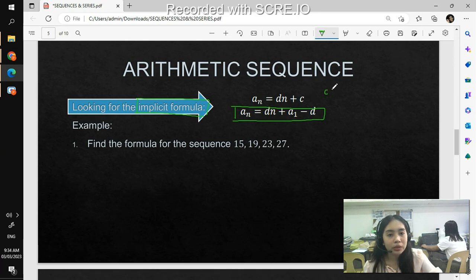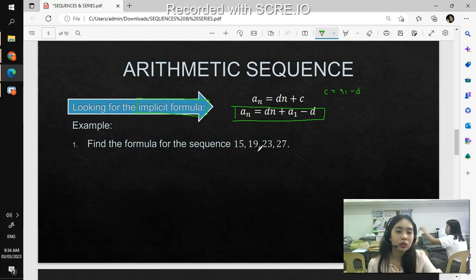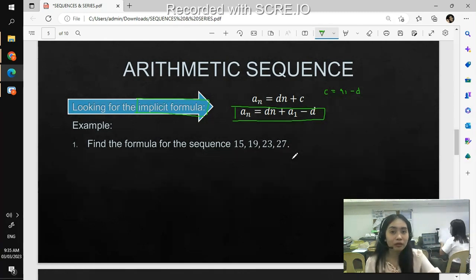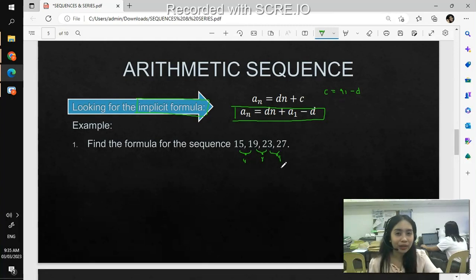It just so happens that our c here is taken from subtracting d to a sub 1. For example, you have the sequence 15, 19, 23, and 27. Let's first verify if it's arithmetic. We get the difference of two terms, where each term is subtracted by its preceding term. So we have 19 minus 15, that's 4. 23 minus 19, that's 4. 27 minus 23 is still 4. Therefore, it has a common difference.